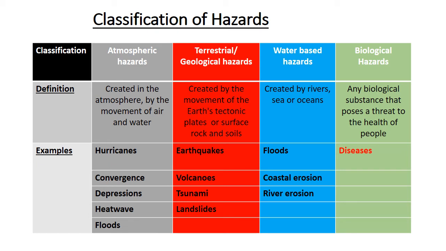You guys, for your exam, are going to have to be aware of these 4 categories. You're going to have to be aware of these 4 categories, and you could get a question specific to atmospheric hazards or tectonic or terrestrial hazards, water-based hazards or biological hazards within paper 1.